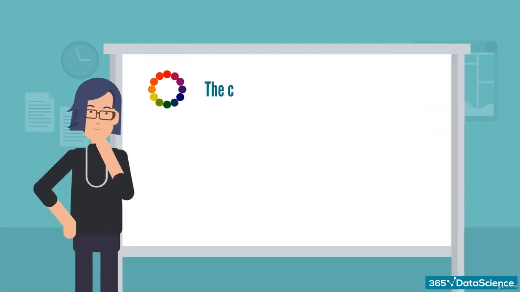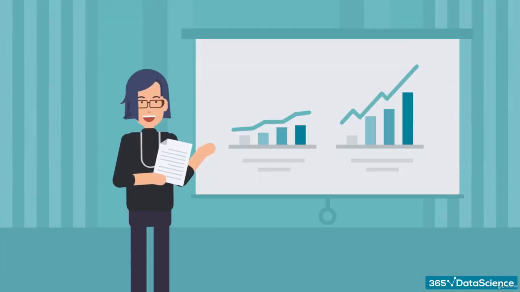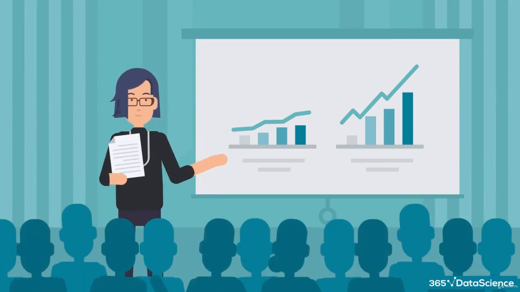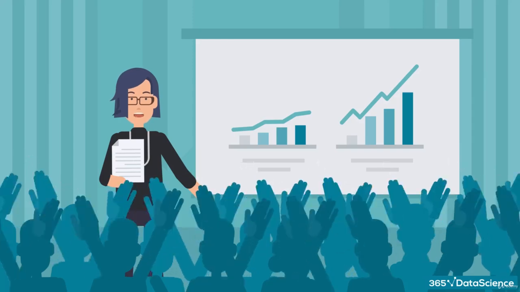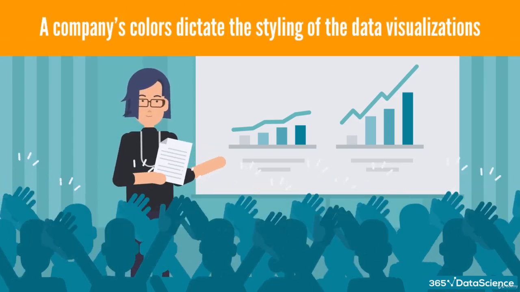The first one is when your colors are predetermined. Say you are working with 365 data science as I am. If I were to make some graphs that were intended for the 365 team, I'd normally go for the 365 color. In this way, my charts will immediately relate to the audience and will appear very professional. In fact, quite often a company's colors dictate the styling of the data visualizations.